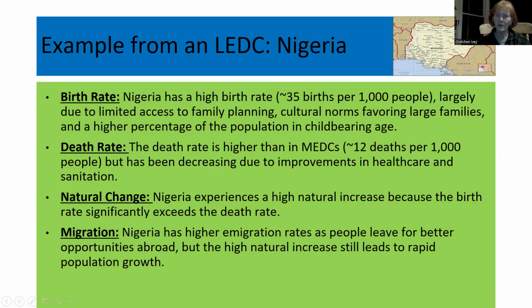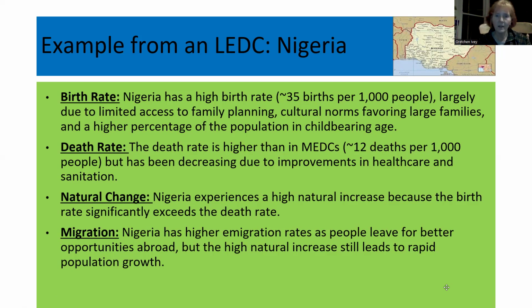Okay, so let's look at Nigeria, which is a different example. Now, the birth rate. Nigeria has a high birth rate, about 35 births per 1,000 people, largely due to limited access to family planning, cultural norms favoring large families, and a higher percentage of the population in childbearing age.